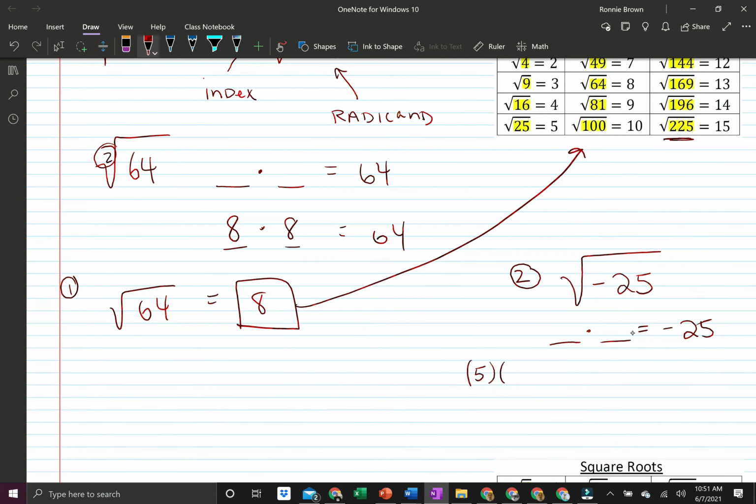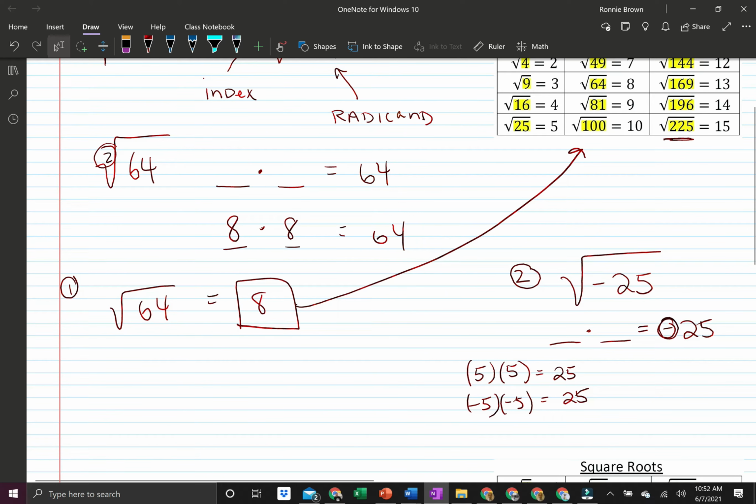Positive 5 times itself. When you're taking the square root of something, you're saying what number times itself, so the sign has to be the same. Positive 5 times positive 5 gets us positive 25, but we're looking for a negative. How about negative 5 times negative 5? That gets us, again, a positive 25, but we're looking for a negative. And we can't make these signs different, because then we're not really doing what the problem says to do.